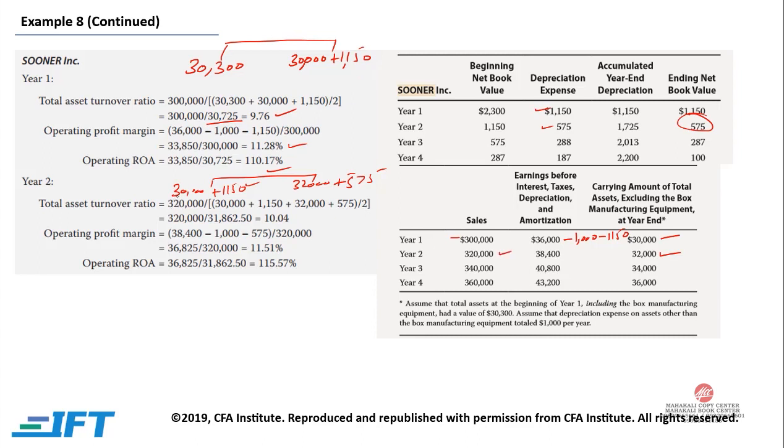And your revenue is 320,000. So 320,000 divided by 31,862.5, that is your average asset. That is going to give us 10.04.